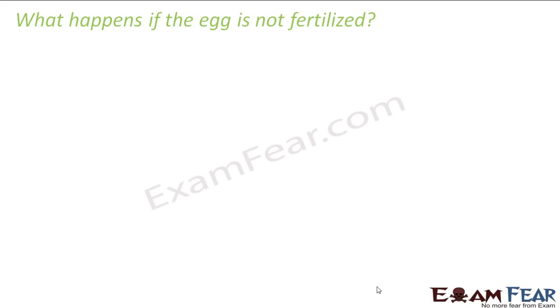There can be another scenario. So this was the scenario when the ovary releases one egg, that is ovulation takes place, and within 24 hours a sperm comes and enters into the ovum and fertilization takes place. So that is the scenario which we had discussed now. Now, what would happen if the egg is not fertilized?